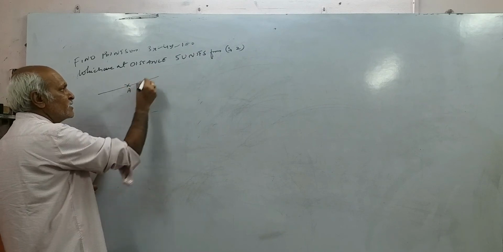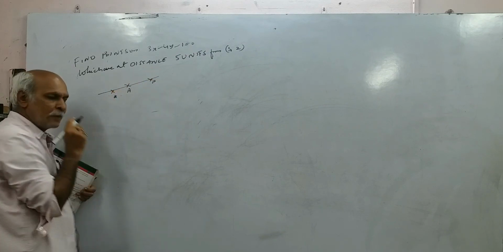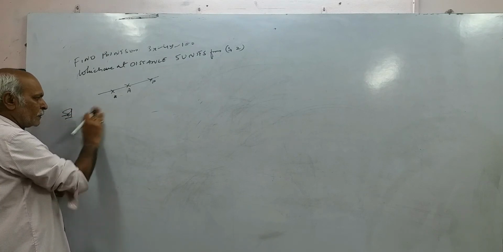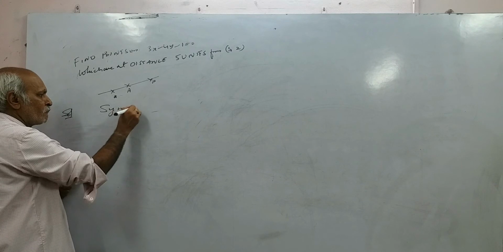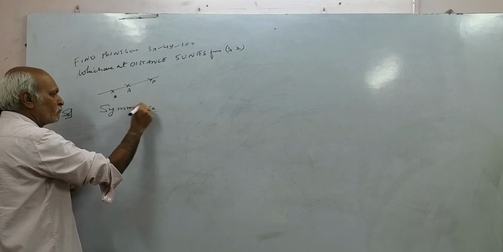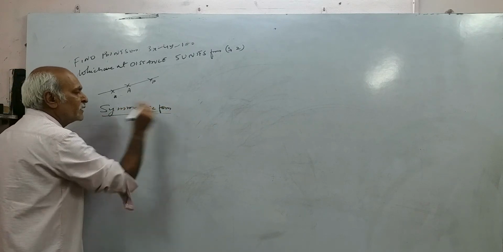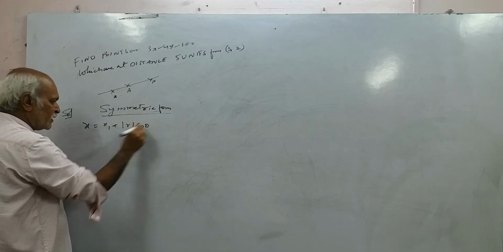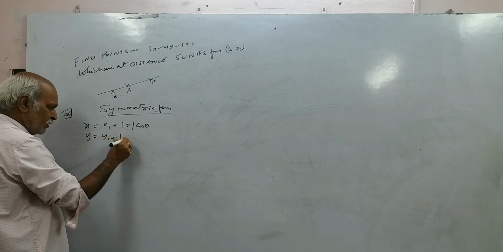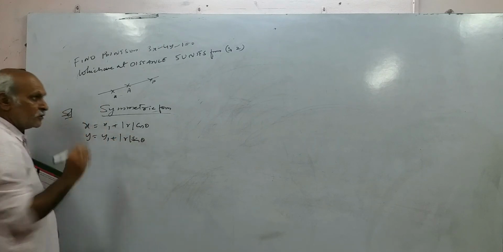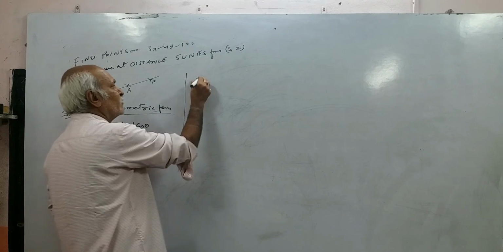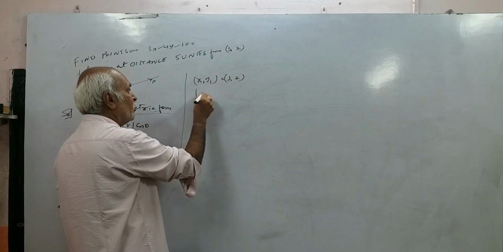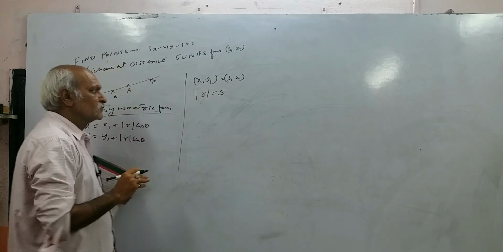This point is A. You have to identify the P point and Q point. Now observe here. Solution: symmetric form. Which form? Symmetric form. x is equal to x1 plus modulus r cos theta, y is equal to y1 plus modulus r sin theta. Now given x1, y1 is (3, 2), and what is the modulus r value? r value is 5.